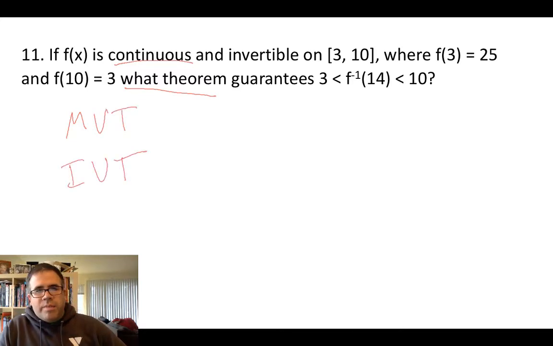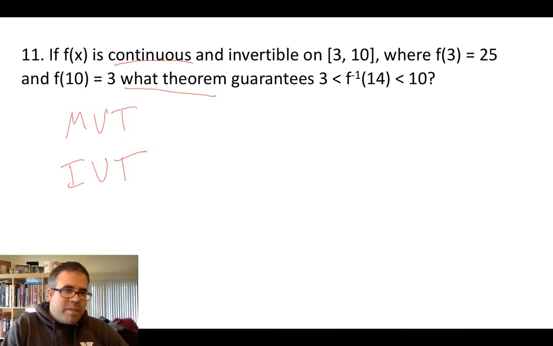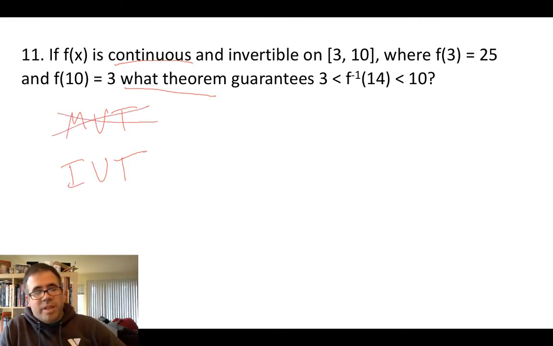And if you can remember just one thing about either, that's enough to tell you which one this is, right? So if you remember that the mean value theorem needs continuous and differentiable, which I didn't tell you it's differentiable. I told you it's continuous and invertible, right? That means the mean value theorem doesn't apply, and it has to be the intermediate value theorem, which is kind of a sad way of looking at it, but that's okay.